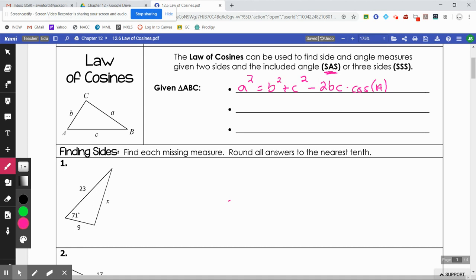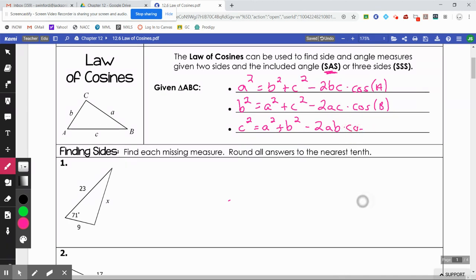However, there's two more, but I want to point out that honestly, they're the exact same formulas. If you were to rearrange this a, b, and c, you get the exact same formula. So the second formula says b squared is equal to a squared plus c squared. So notice all we've done here is we flip-flopped our a's and b's. So you have minus 2ac times the cosine of B. Then our last formula says that c squared equals a squared plus b squared. So all you've done there is you've switched your b's and c's. So minus 2ab times the cosine of C. So there's your three laws of cosines.